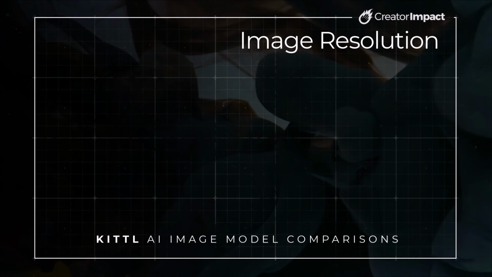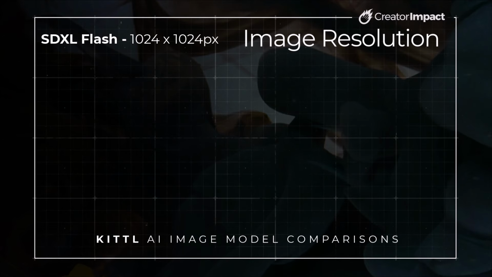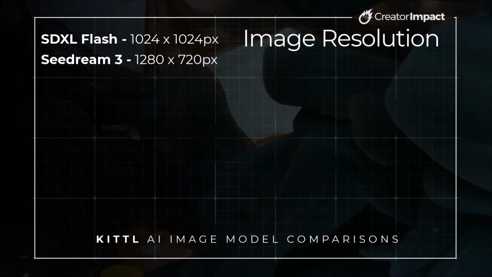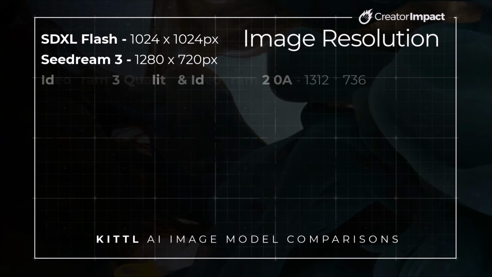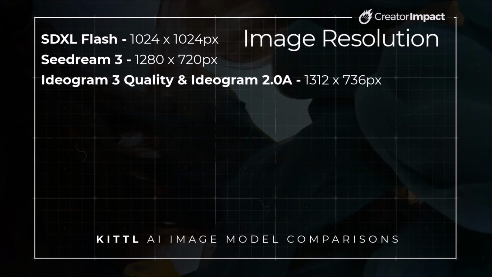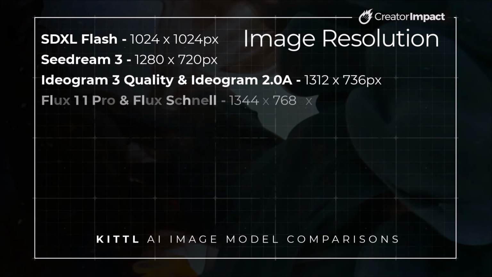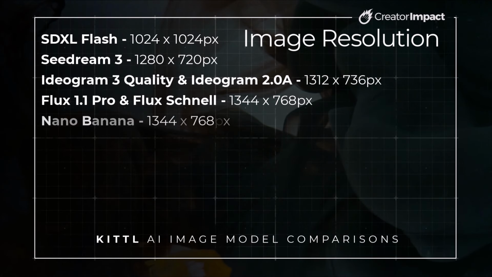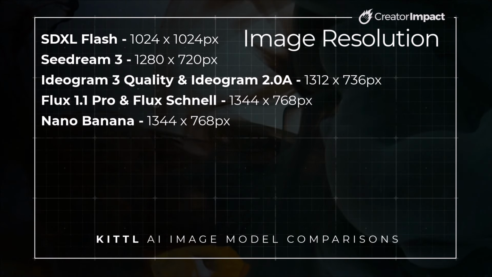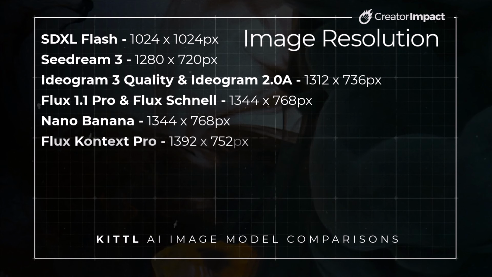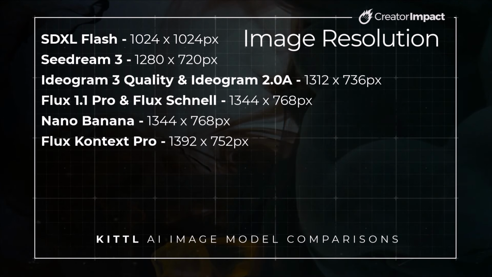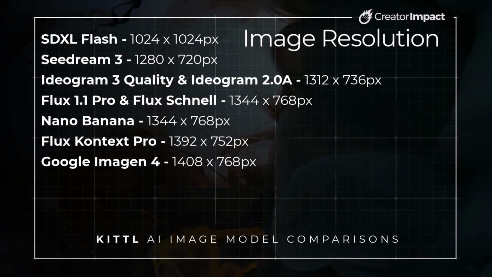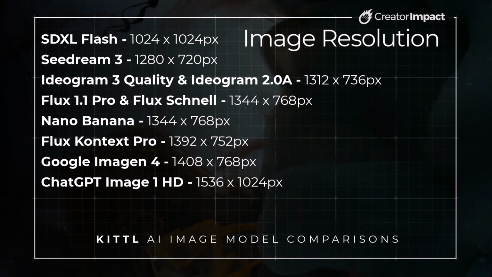Looking at all of the models, lowest to highest, we have SDXL Flash, which actually didn't do 16:9, did 1024 by 1024. Seedream 3, only 1280 by 720, and Ideogram 3. These don't get much bigger across the different Ideogram models, and the same can be said for Flux Pro and Flux Schnell, but Nano Banana, about the same. But when you get to Flux Kontext Pro, it's now starting to come up a little bit, with Google Imagen 4 stepping up. Most of these around that resolution.